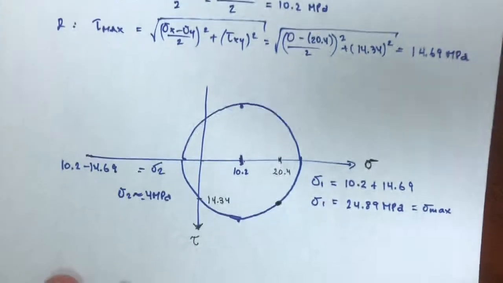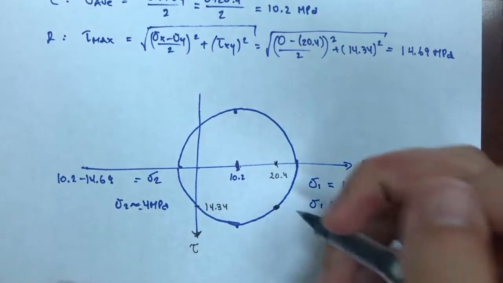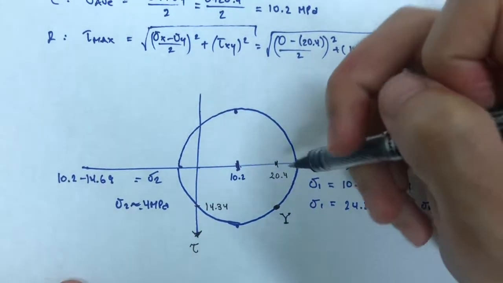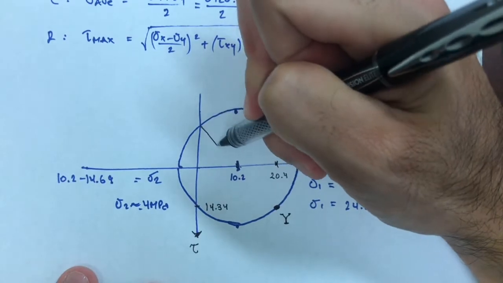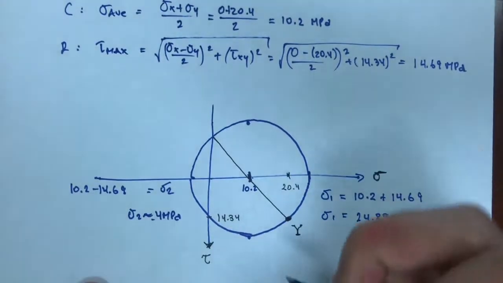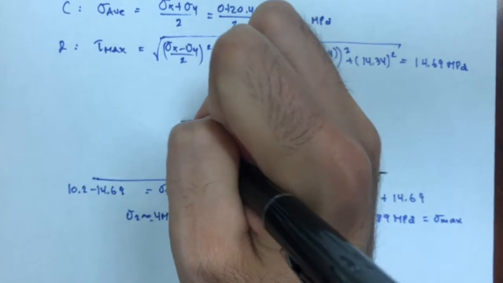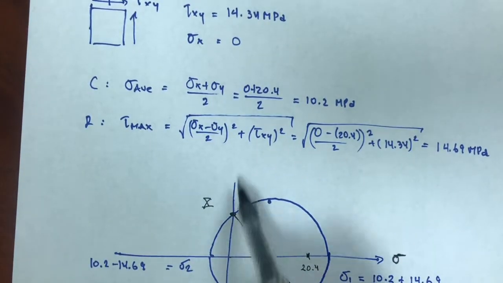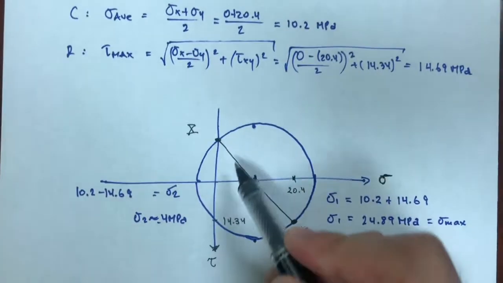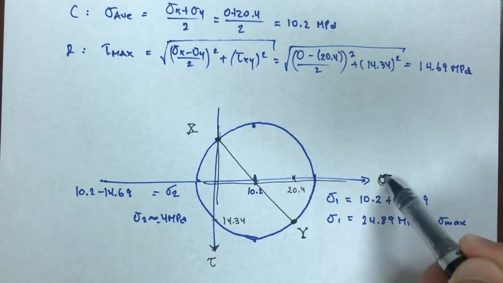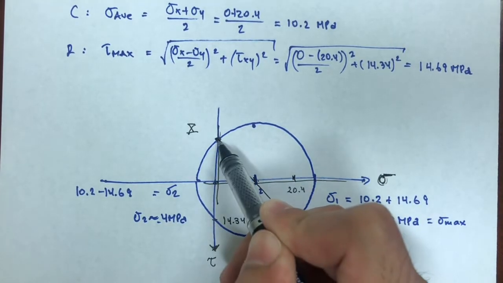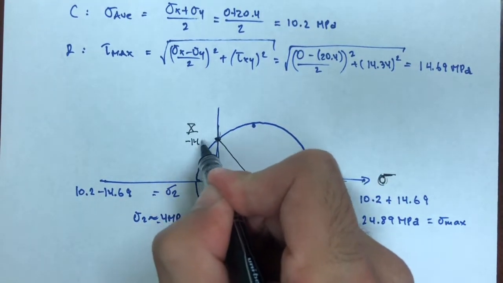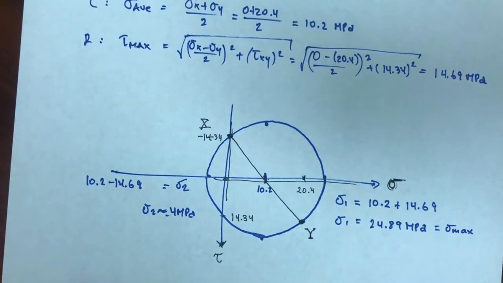I would find my original state of stress for sigma y, so that is what I call capital Y. Okay, and if I draw a diameter, obviously passing through the center, I would find my original state of stress for x, which makes sense. Capital X is where my sigma x would occur. So sigma x is 0. Is this 0 on the x-axis, which is the sigmas? Yes. And at tau of minus 14.34 megapascals. So that does make sense.